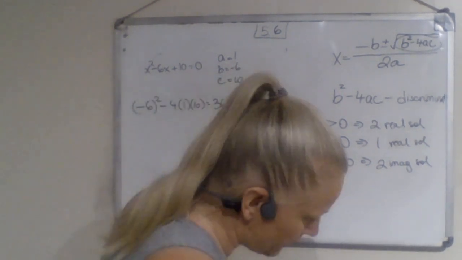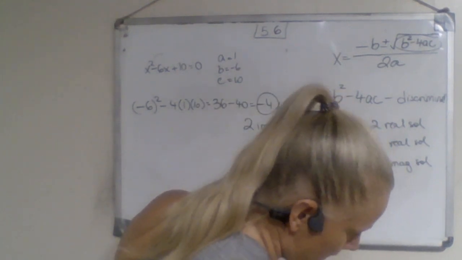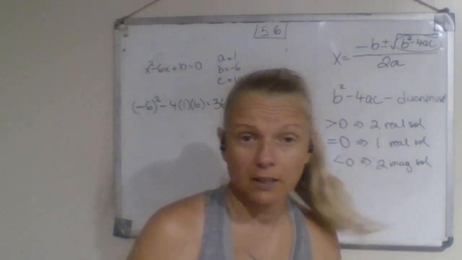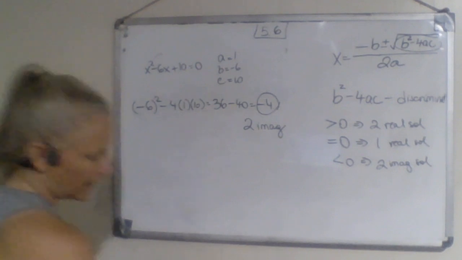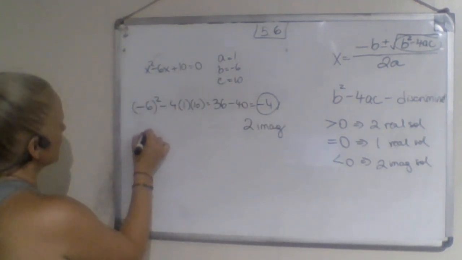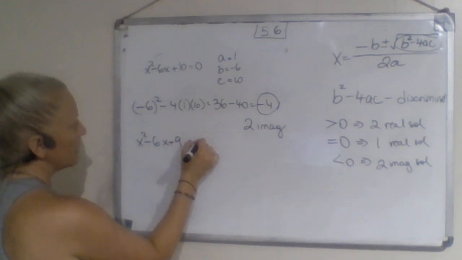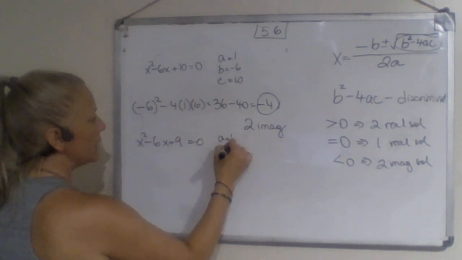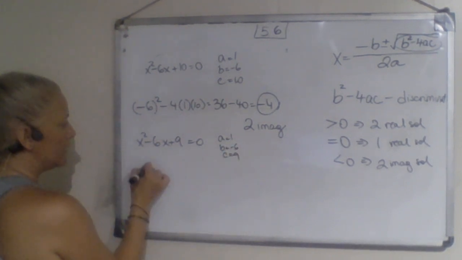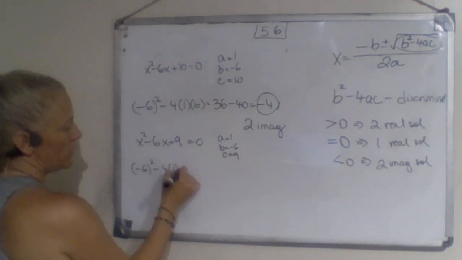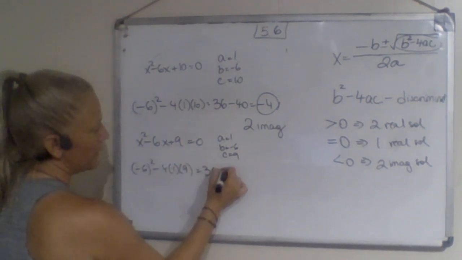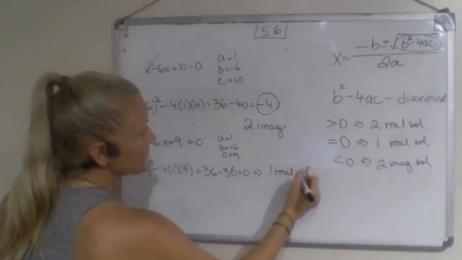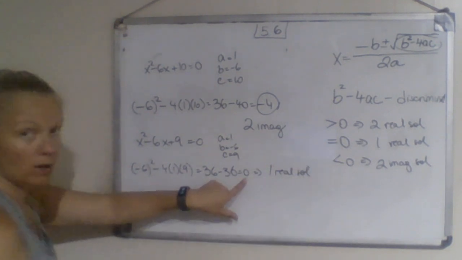You don't have to solve them, you don't have to do anything. You just have to tell how many and what types. In the book, they tell you the solution, but they're not asking you to solve for it. Let's look at the second one: x squared minus 6x plus 9 equals 0. We already solved this in an example before. A is 1, B is negative 6, C is 9. I get negative 6 squared minus 4 times 1 times 9. This is 36 minus 36, which is 0. My discriminant is 0. I get 1 real solution.